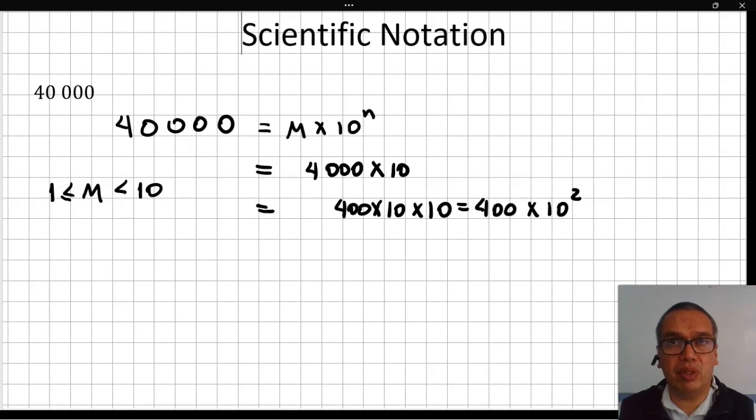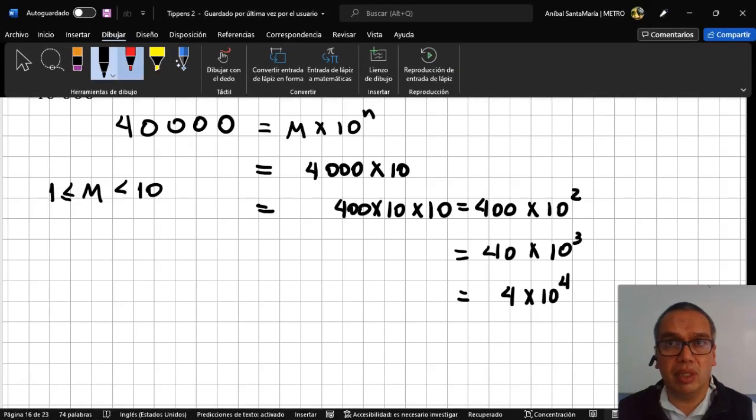Observe that for each power of 10 that we include, there is one less zero in the quantity to the left. Therefore, we can determine that for every decimal position that is occupied by a zero, you get a new factor of 10. Under this logic, the quantity is equal to 40 times 10 cubed, or 4 times 10 to the fourth power. This is the standard notation that we are looking for.